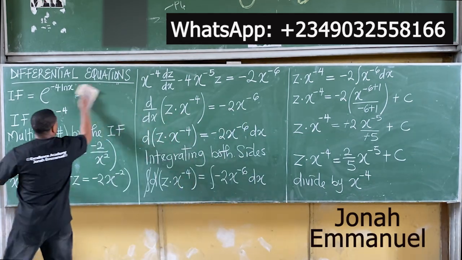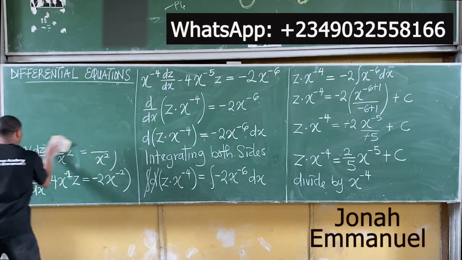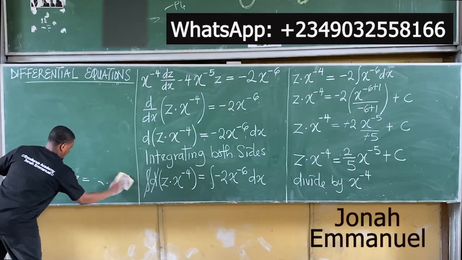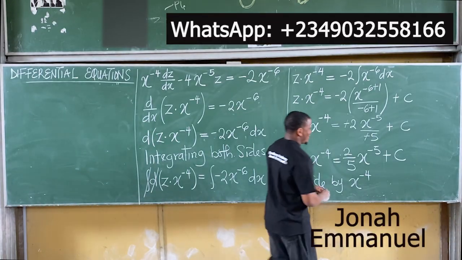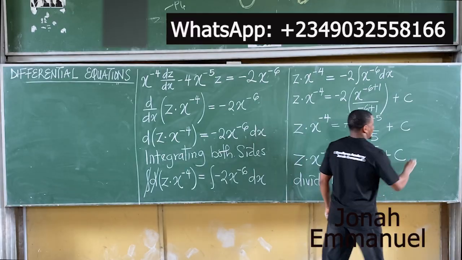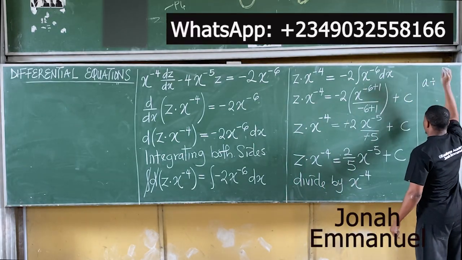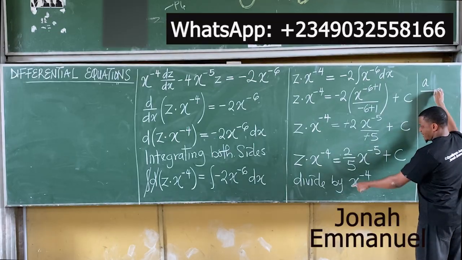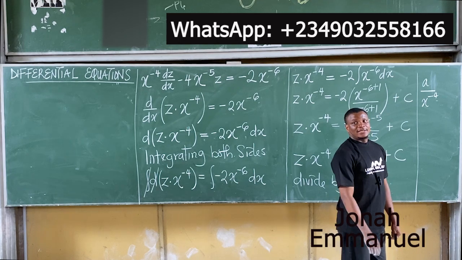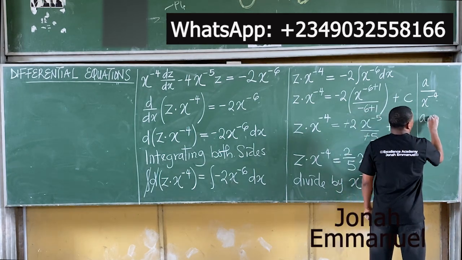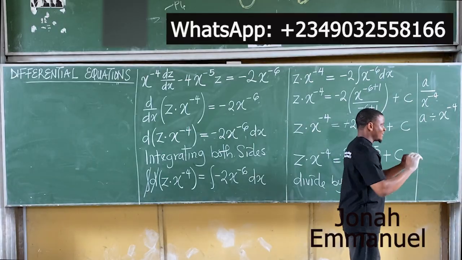Let me show you something. If I say a divided by, look at this please, a divided by x to the power minus 4. Let's simplify this. This is same as saying a divided by x to the power minus 4. This and this are the same thing.